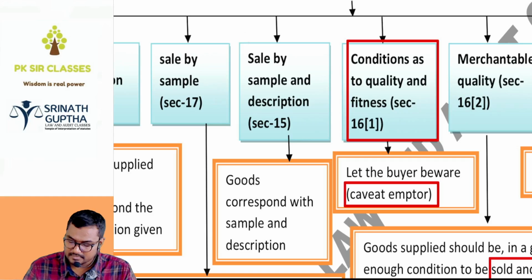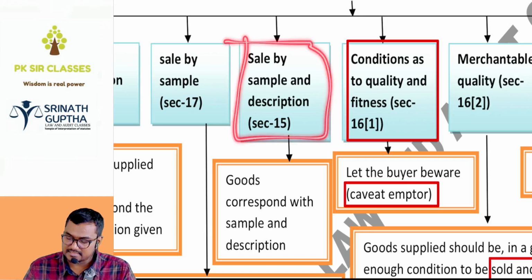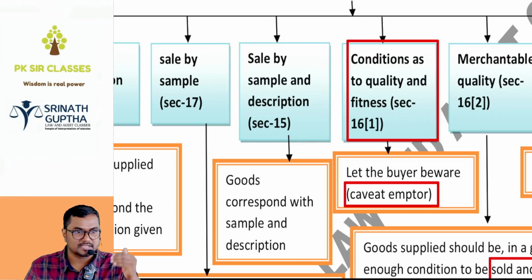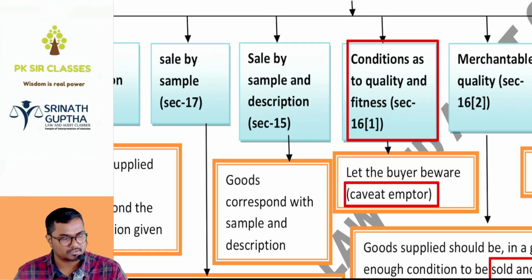Condition as to sample as well as description. Sample has to match, even description has to match. If any one of these is not matching, there is a breach of condition as to sample and description. You can rescind the contract.